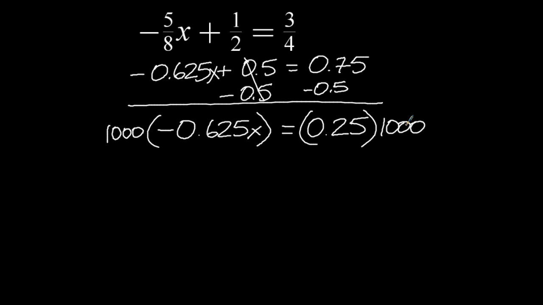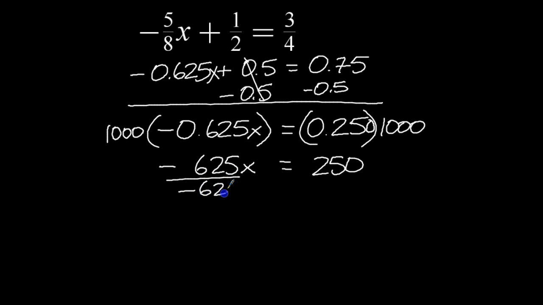So what happens is this becomes 625 thousandths, so 625 times x. Here I have 25, so I'm going to make this thousandths so that now I can say 250, because I have 250 thousandths. So if I multiply by 1,000, I get 250. Well, now I'm going to divide negative 625 by negative 625.